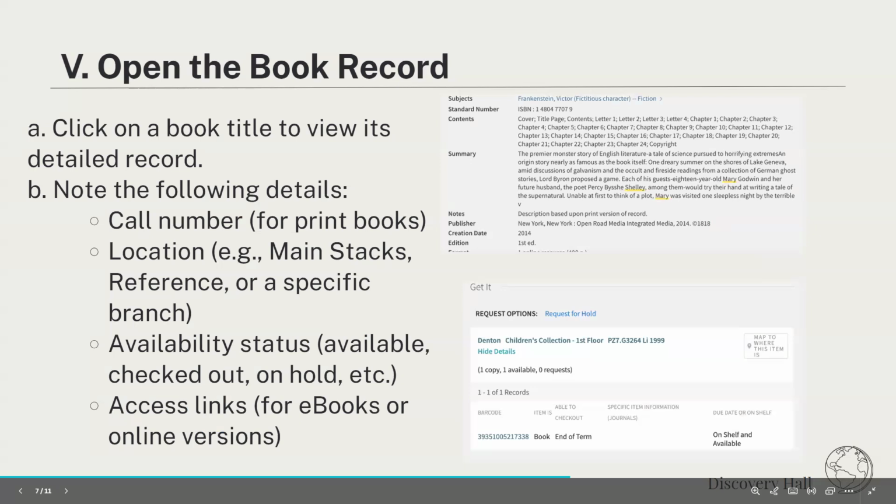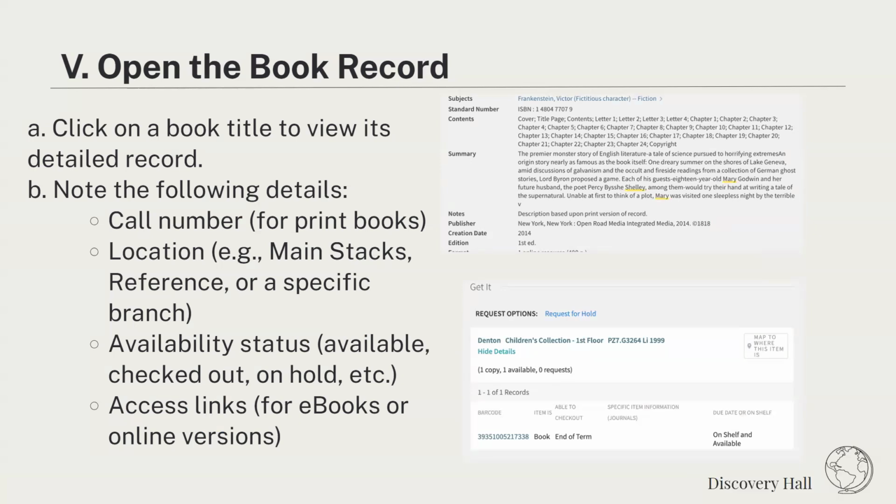Once you find a book that seems like a good fit, click on the title. You'll open its full record. The details section will give you a brief summary to help you determine if this is the correct item. As you look at the page, there are a few key details to pay attention to.